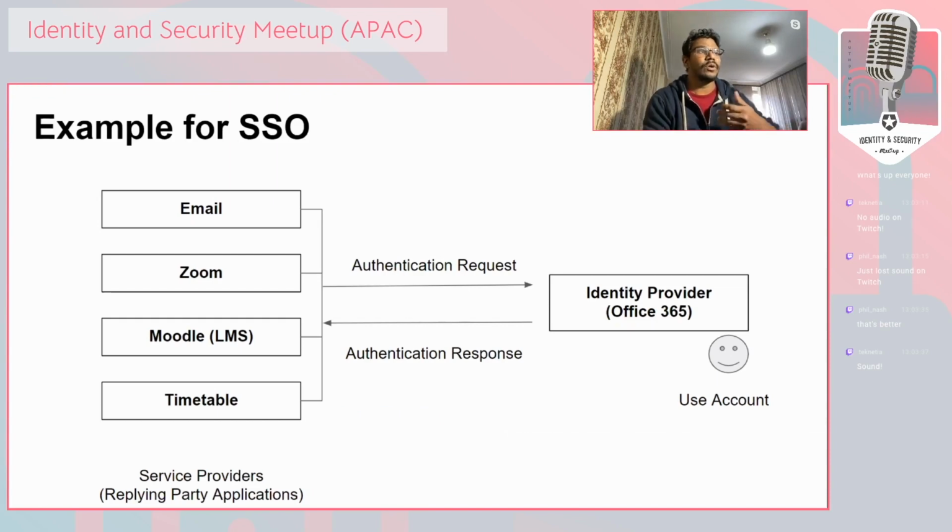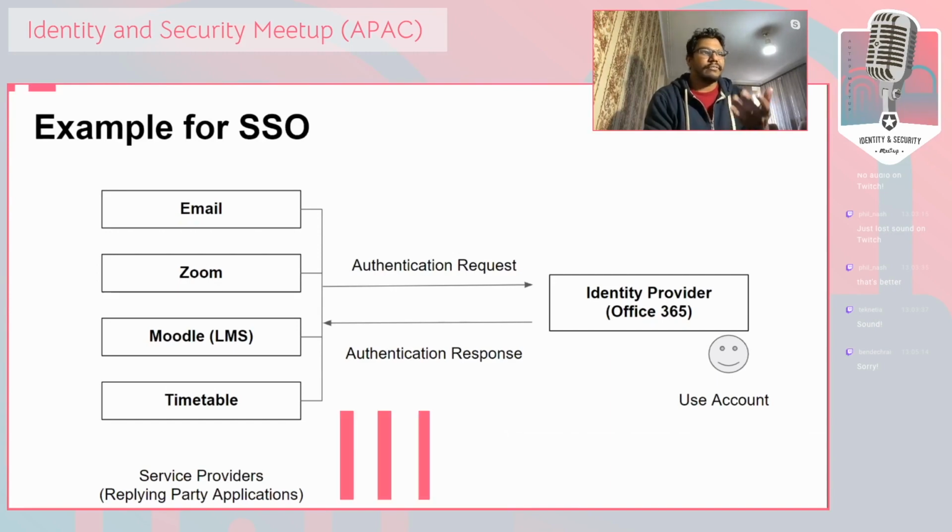Let's say you go to the email application, you are redirected to Office 365 from Microsoft, and there you log in with your username and password, and then you start using your email. When you go to Zoom, you are again redirected to the same identity provider where you are already logged in. So you don't need to re-authenticate or provide your credentials again. You can simply log in automatically. This provides seamless authentication, so you don't need to provide your credentials each and every time you use any of these applications. That's what we call single sign-on.